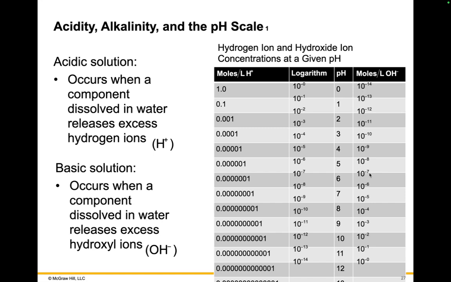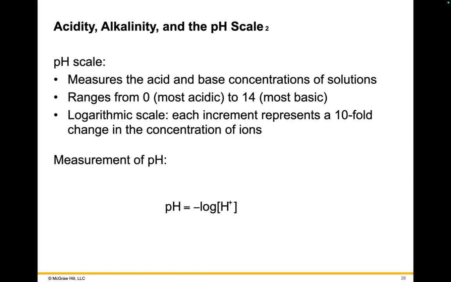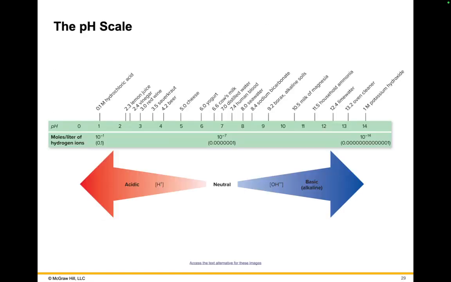Look at this. At a pH of 7, there is 10 to the negative 7 hydroxide or hydroxyl ions, and there's also 10 to the negative 7 hydrogen ions. Because these are even, they are neither an acid nor a base. This is what I want to show you. That 10 to the negative 7 is where you have even amounts of hydrogen and hydroxide ions.